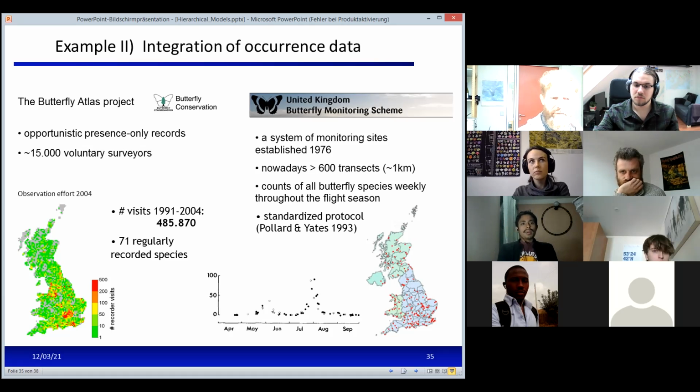And so we basically have this situation of one data set with a rather low data quality but a large spatial coverage, and the second data set with very high quality data and very informative about changes in abundance, but on a very local scale and with less spatial coverage. And here our idea was to find a way to combine the information from both data sets to get a better idea about changes in abundance of these species across the entire of Great Britain.